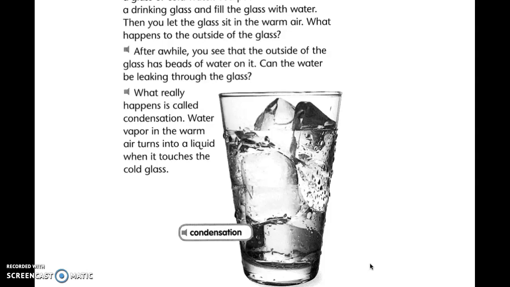Can the water be leaking through the glass? What really happens is called condensation. Water vapor in the warm air turns into a liquid when it touches the cold glass.